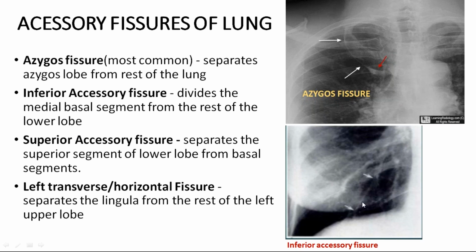In this radiograph, you can see the inferior axillary fissure dividing the medial basal segment from the rest of the lower lobes. Superior axillary and left horizontal are rare, and the superior axillary fissure will separate the superior segment of the lower lobe from the basal segments. Usually the horizontal fissure is present only on the right side, but in some individuals we can see the horizontal fissure even on the left side, and it separates the lingula from the rest of the left upper lobe.